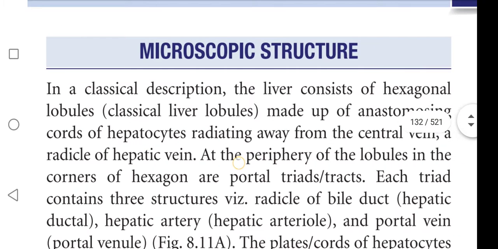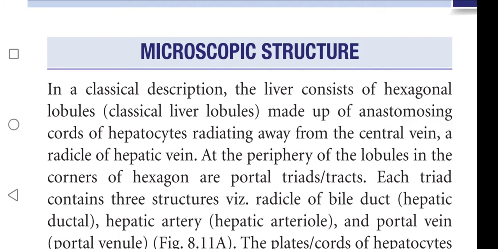In a classical description, the liver consists of hexagonal lobules, also called classical liver lobules, made up of anastomosing cords of the hepatocytes radiating away from the central vein, a radicle of hepatic vein. At the periphery of the lobule, in the corners of the hexagon, are portal tracts or triads.